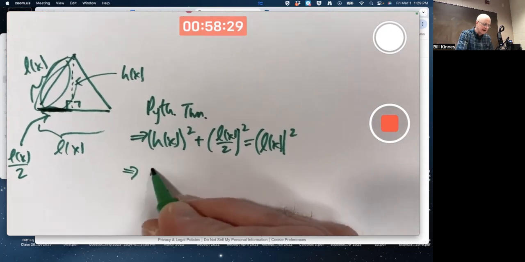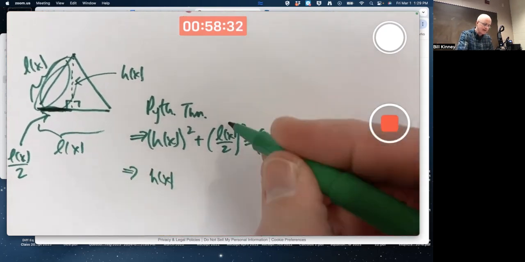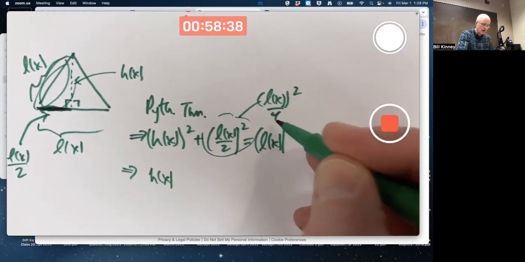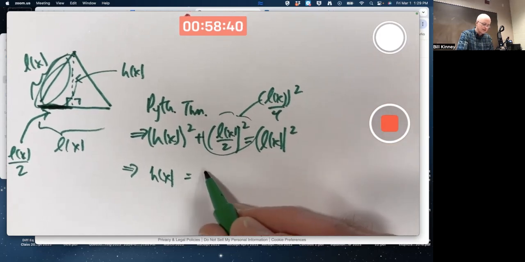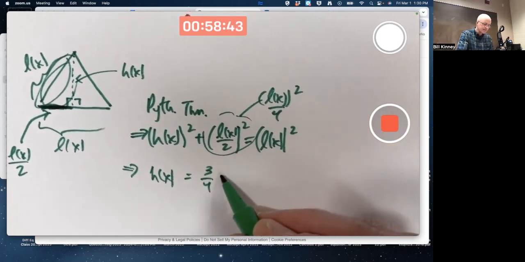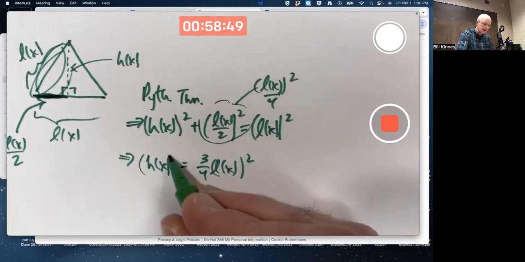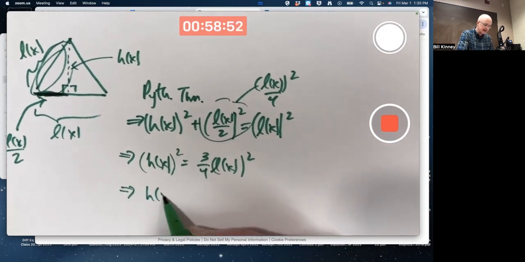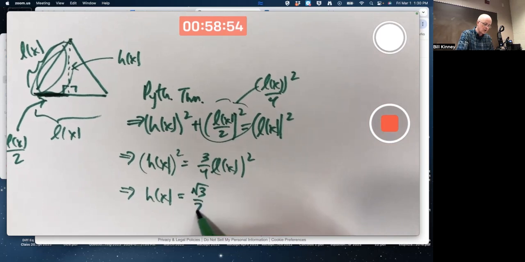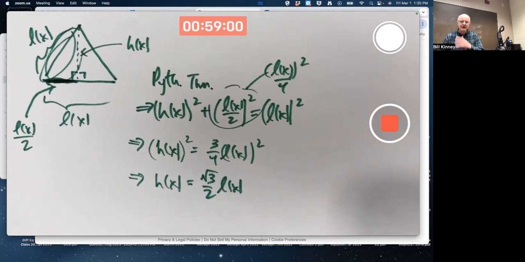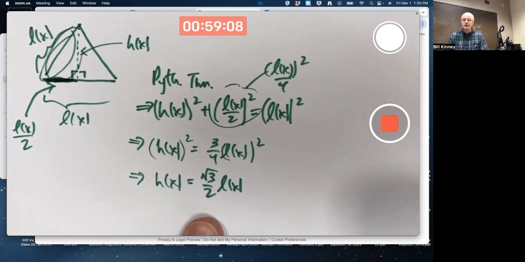Solve for h of x. H of x squared is going to be, if you simplify that, L of x squared minus L of x squared over 4. If I subtract that from both sides, I get 3/4 L of x squared. That's h of x squared, sorry. So h of x itself, taking the positive square root, is square root of 3 over 2 times L of x. L of x is positive, so I don't need absolute value signs there. And if you're thinking about facts you may remember from the past about 30, 60, 90 triangles, that's where the square root of 3 over 2 comes from.